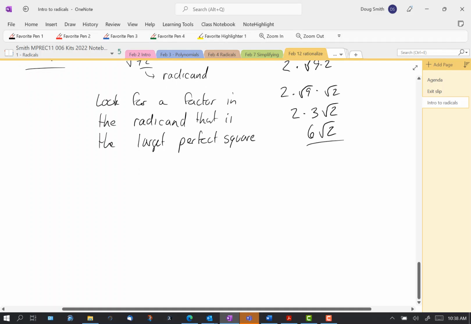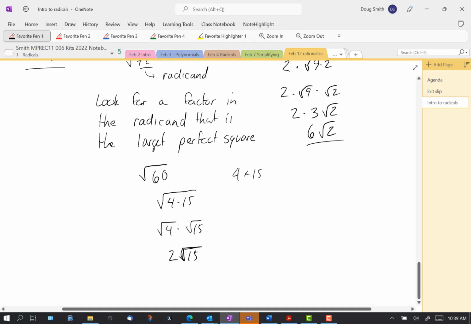Let's try another one. Let's try square root of 60 maybe. So 60, for sure that can be simplified, I think. 30 times 2. Yeah, 4 goes into that, right? So the best we could do with it, I think, is 4 times 15. So we can go square root of 4 times 15. That's square root of 4 times square root of 15. So that's 2 root 15.